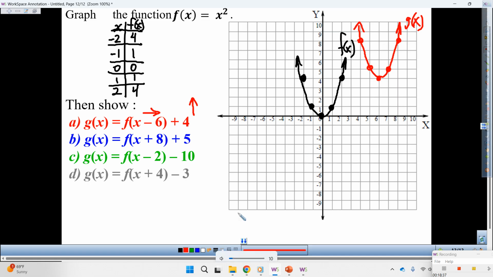The blue one. Caitlin, what does the blue one do? Left 8, up 5. Hands if you got that. That is correct. 8 to the left, up 5. And that's our new g of x.